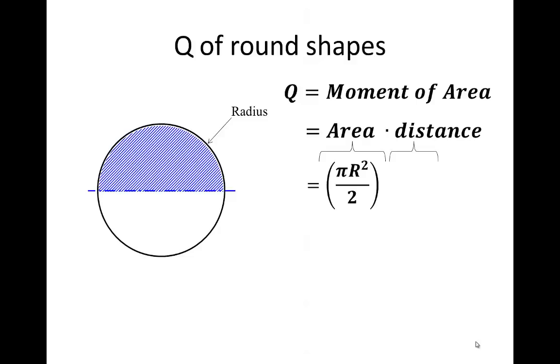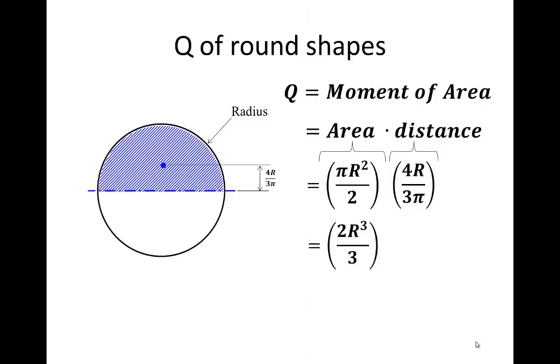The leverage distance of this area is the distance to the center of area as if the neutral axis was the fulcrum. You can look up in your ME 202 textbook that the distance to the centroid of a half circle is 4r over 3 pi, which is our leverage distance. If we do a little algebra to simplify, we can find that Q for a round shape at its worst case location is 2 times r cubed over 3.